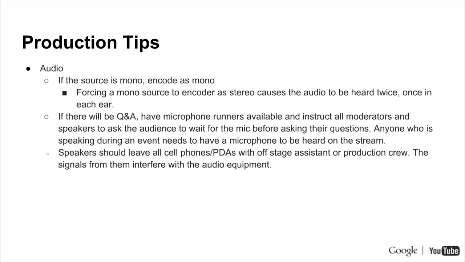Some audio tips. If your source is mono, encode as mono. If you try to force a mono source through to an encoder as stereo, this just causes the audio to be heard twice. If there will be Q&A, make sure you have microphone runners available and instruct everyone to wait until they have a microphone before asking their questions. Remember, if they're not mic'd, they can't be heard on the stream. And lastly, make sure all of your speakers leave their cell phones and PDAs and whatnot off stage. You want to avoid hearing that audio interference that we all dread.